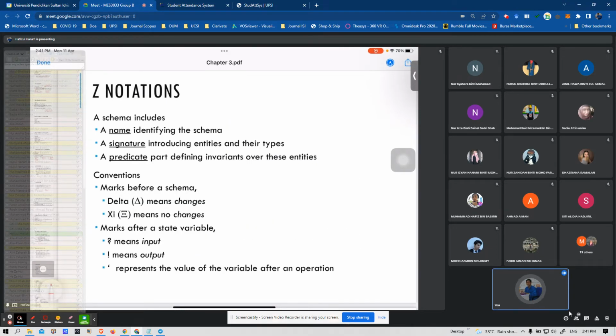Okay, this one is the right naming convention. We have a name identifying the schema. This one is just a recap. Delta means changes. Xi means no changes. Question mark means input. Exclamation mark means output. And then a single quote represents the value of the variable after the operation, or we can call it the invariant.